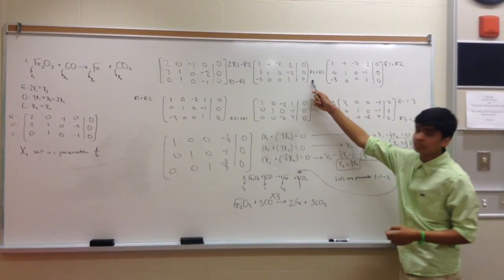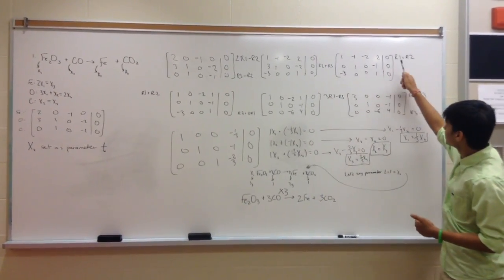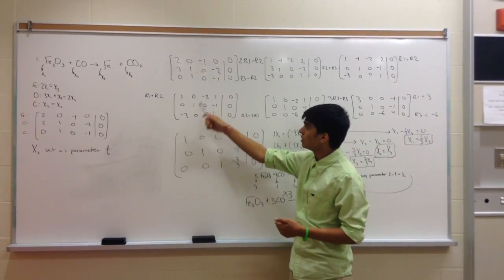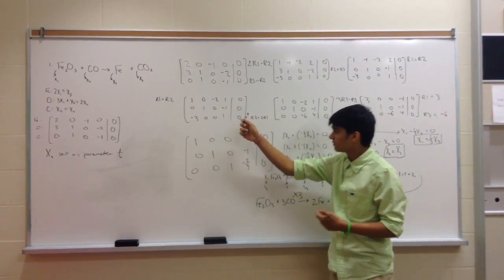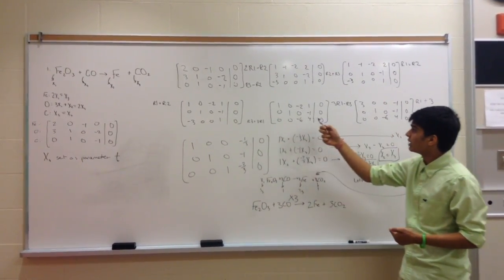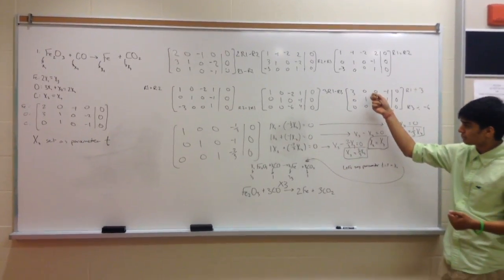From there, I did row 2 plus row 3 to get another 0. Continuing from there, I did row 1 plus row 2, getting me some more zeros, getting another 1, continuing like that. From there, I did row 3 plus 3 row 1 to get a 0 down here. And from there, I did 3 row 1 minus row 3 to get a 0 up here.